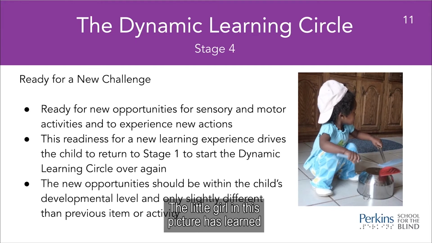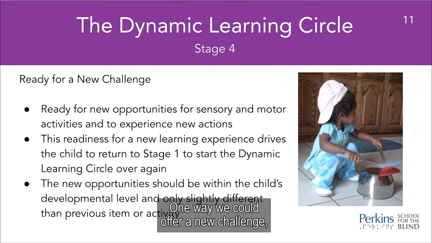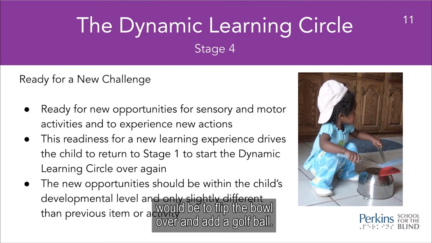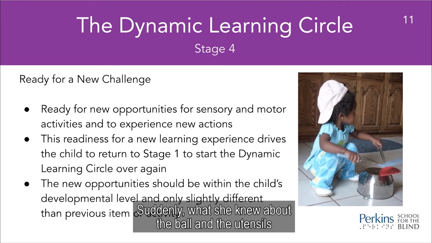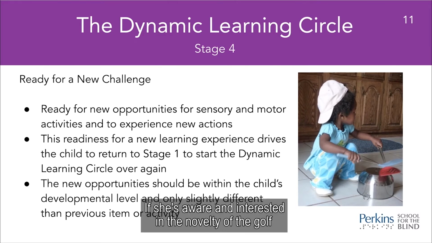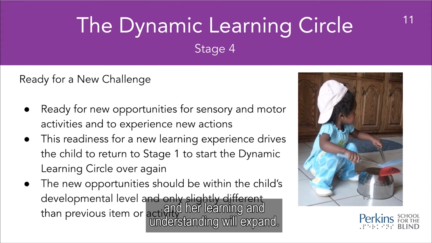The little girl in this picture has learned to bang utensils on a bowl. One way we could offer a new challenge and to start the dynamic learning circle over again would be to flip the bowl over and add a golf ball. Suddenly, what she knew about the ball and the utensils is different. If she's aware and interested in the novelty of the golf ball in the bowl, then the dynamic circle will begin again, and her learning and understanding will expand.